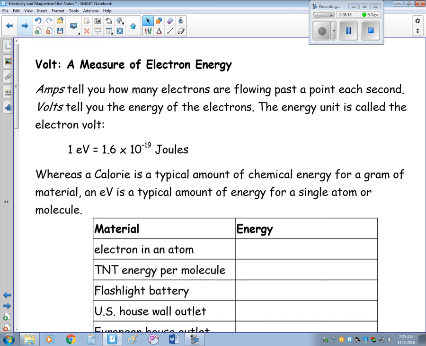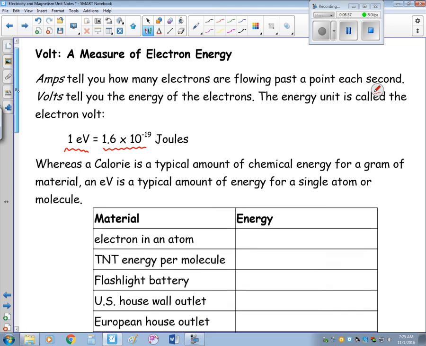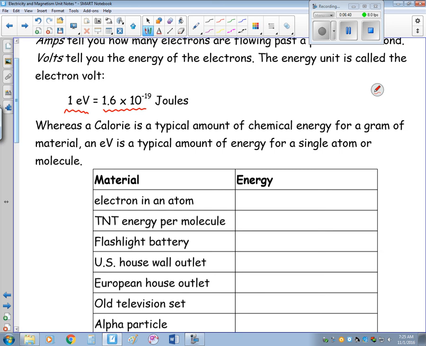The energy unit that we use is called the electron volt. So 1 electron volt is 1.6 times 10 to the negative 19th joules. That number should look familiar. That's the same as the charge of an electron. There's a reason for that. So, a calorie is a typical amount of chemical energy for a gram of material. The electron volt is a typical amount of energy for a single atom or molecule.